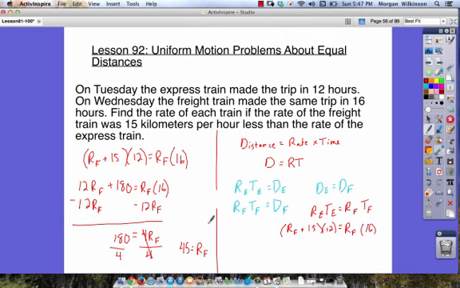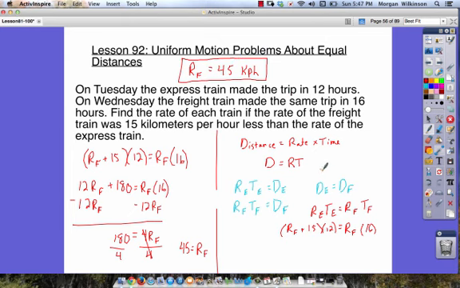Now, this must have a label, and it's got to be kilometers per hour. So the rate of the freight train, R sub F, equals 45, and you've got to have your label in there, kilometers per hour. You can write kph for kilometers per hour, and you'll get full credit for that. You could also write it all out if you would like.